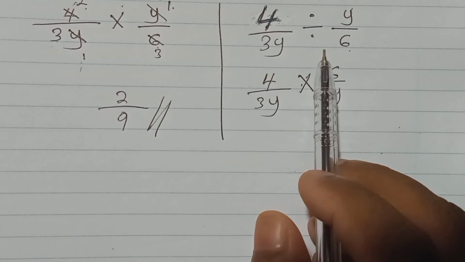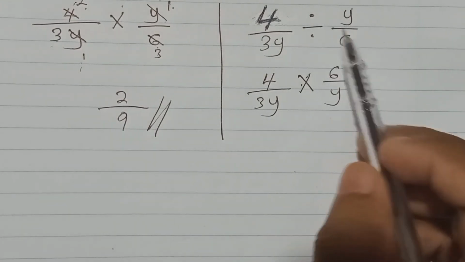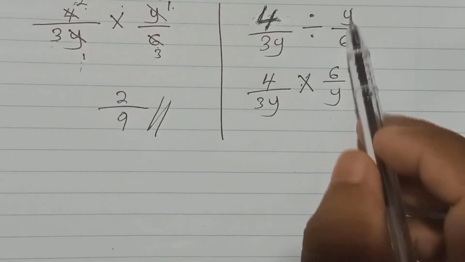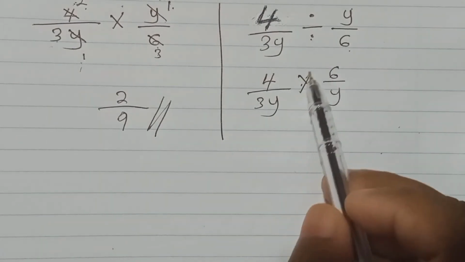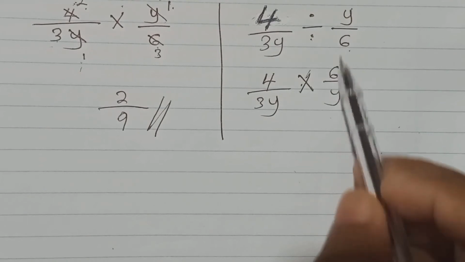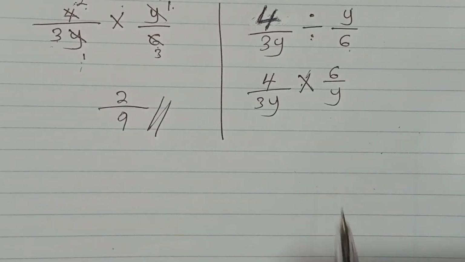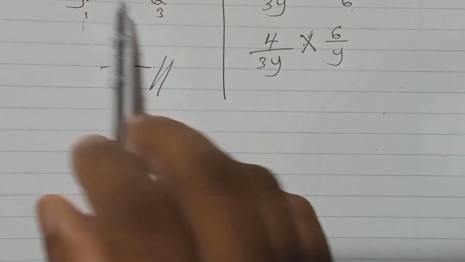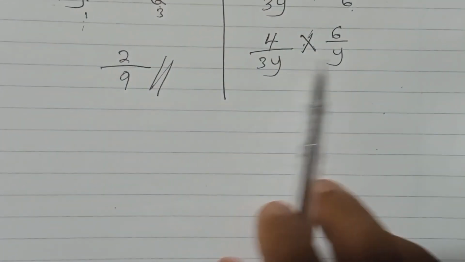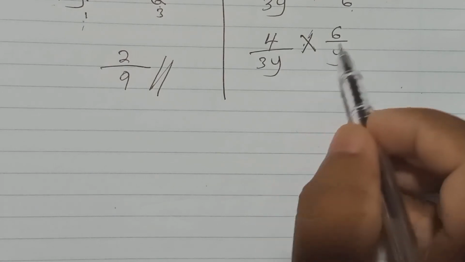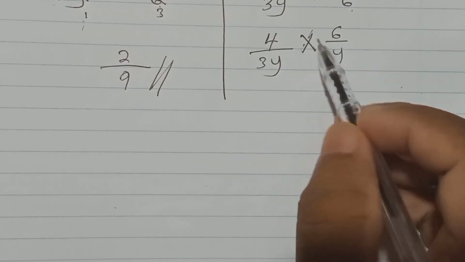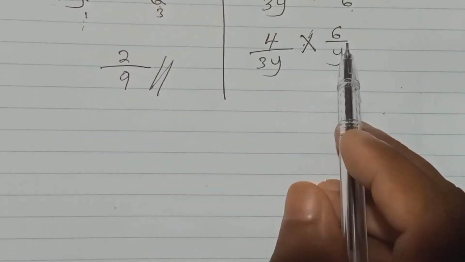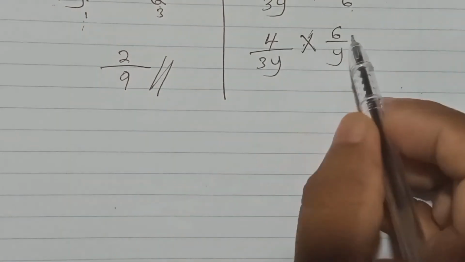But be very careful here. You must get the reciprocal of the second fraction. The division sign changes to multiplication, and the second one gets the reciprocal, numerator and denominator upside down. Now like we did earlier with multiplication, the same way you can do here. If you have something to cut, cancel it out, then just multiply numerator with numerator, denominator with denominator.